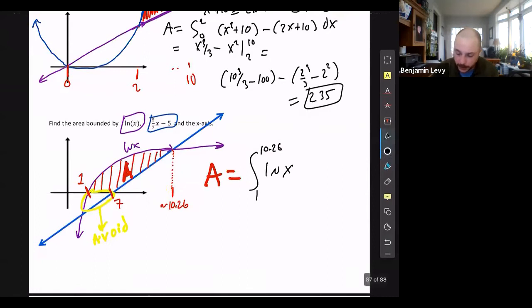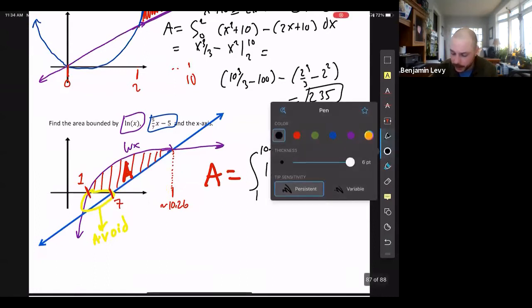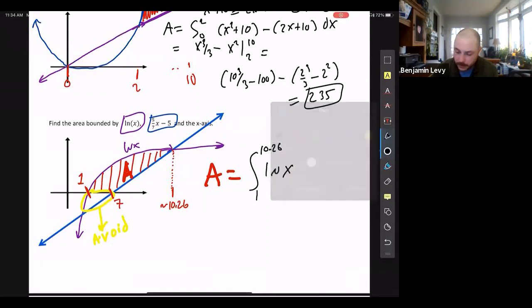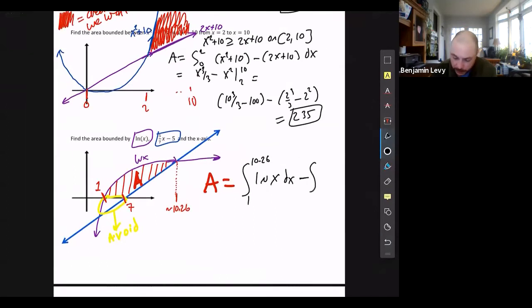And so then we want to subtract, let me make that a little thinner. Subtract off, oh, this is a dx situation, minus the integral from just 7 to 10.26 of the straight line. Just sort of pause there. The thing I would highlight, maybe I'll box it in too so it stands out a little bit.